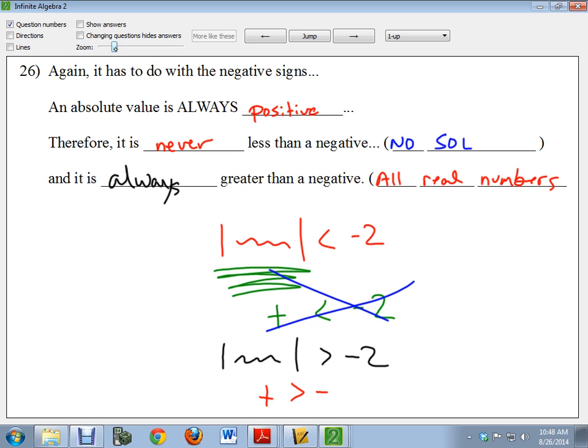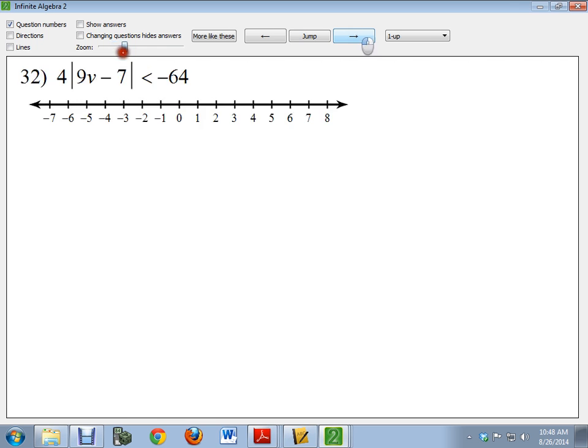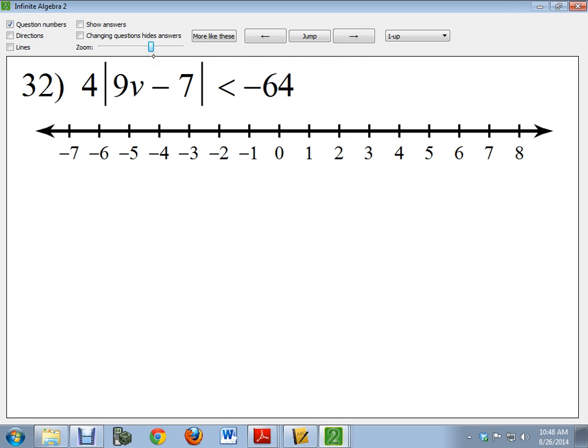Let's take another example just for posterity's sake. So let's do this one right here. I'm going to solve it like I didn't know that this is going to be a special case. If I'm not paying attention to the fact that that's a negative 64, it might make me do more work. So let's go ahead and try it.